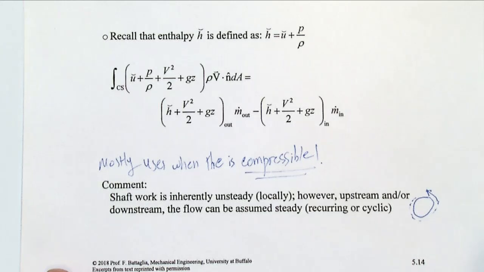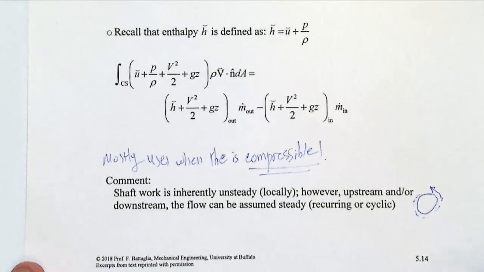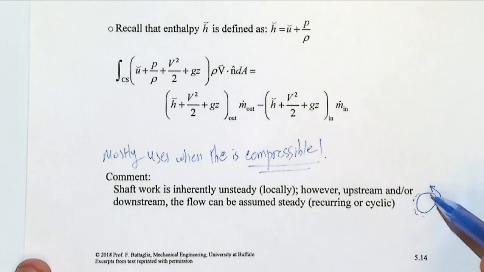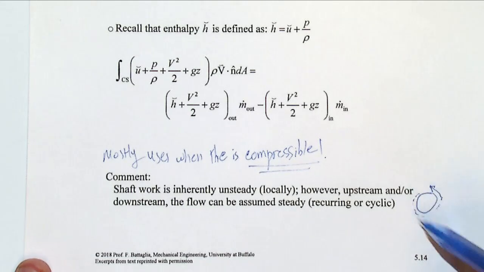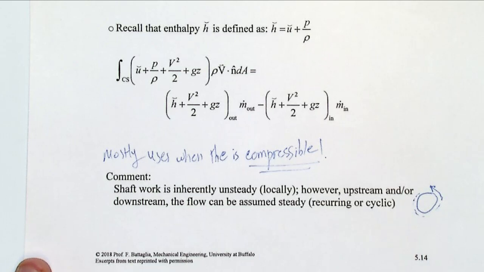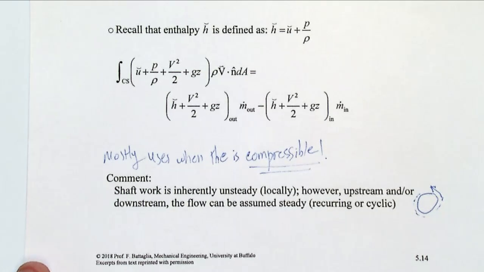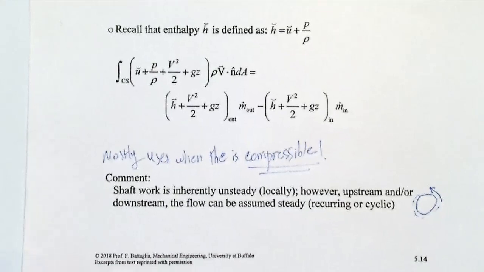But if you assume that there's a cyclic part and it recurs, then you can say that each cycle is going to repeat, and based on cycle by cycle, the cyclic work can be assumed steady. This is also another type of assumption.